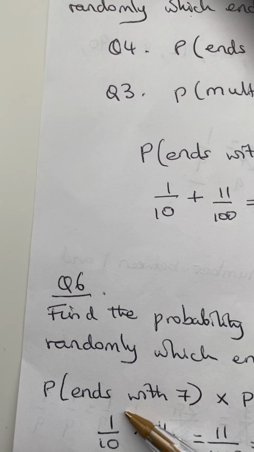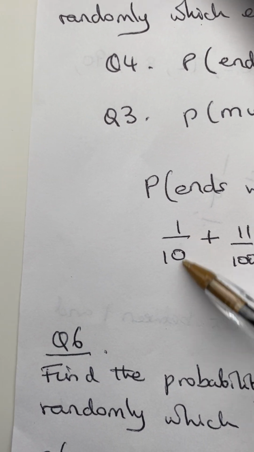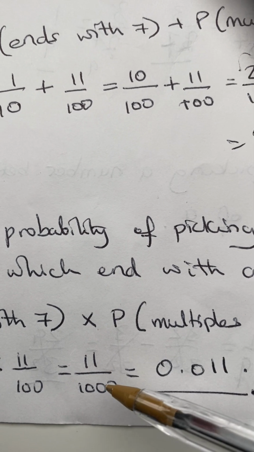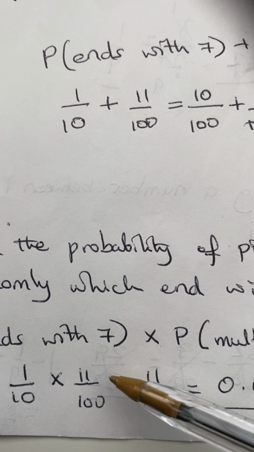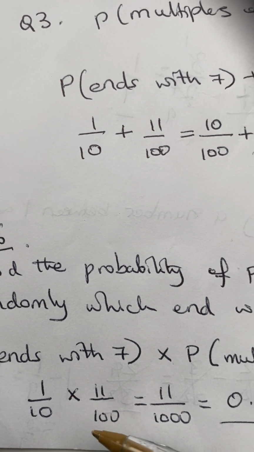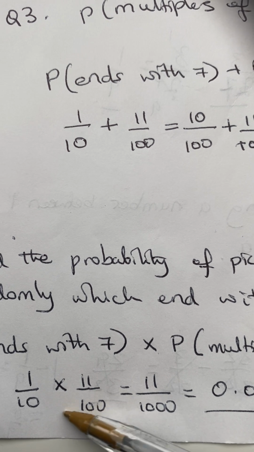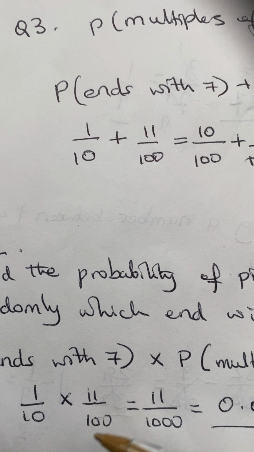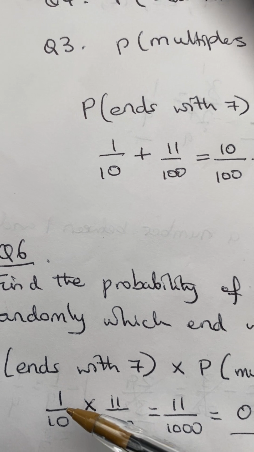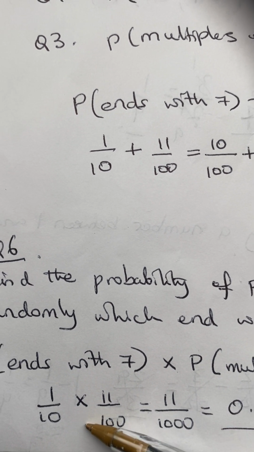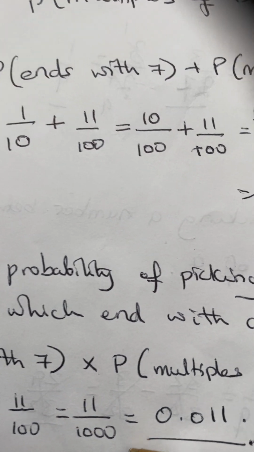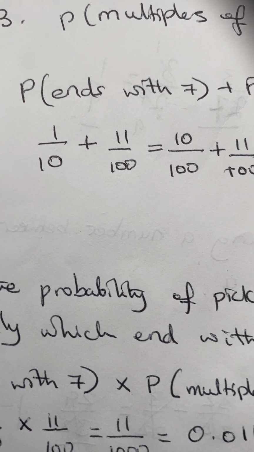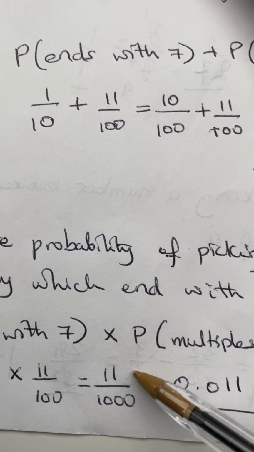So here it's the same thing. So 1 over 10, times 11 over 100. Okay, so here the denominators don't need to be the same. We just multiply the numerators and the denominators as we learned when we were doing fractions. So 1 times 11 is 11. 10 times 100 is 1000. So here we can leave our answer in decimal form, or we can leave it as a fraction.